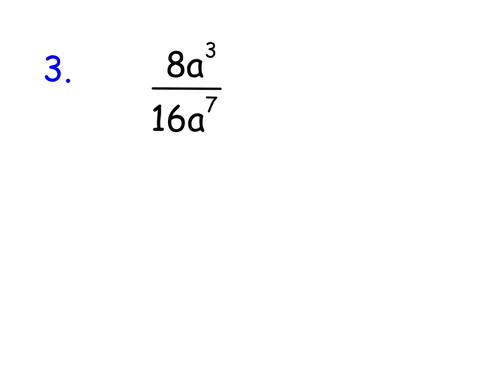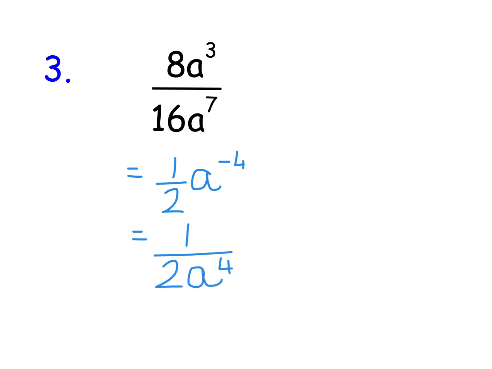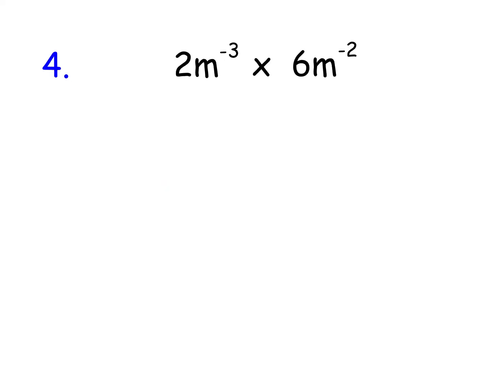Okay, number 3, this one doesn't divide so brilliantly, but 8 over 16, we should all hopefully know that goes to 1/2. Your power will be 3 take away 7, which is minus 4. So the 1 is going to be on top, the 2 is already in the bottom, and the a is going to come down and join it and turn to positive 4. So we've got 1 over 2a to the power 4.